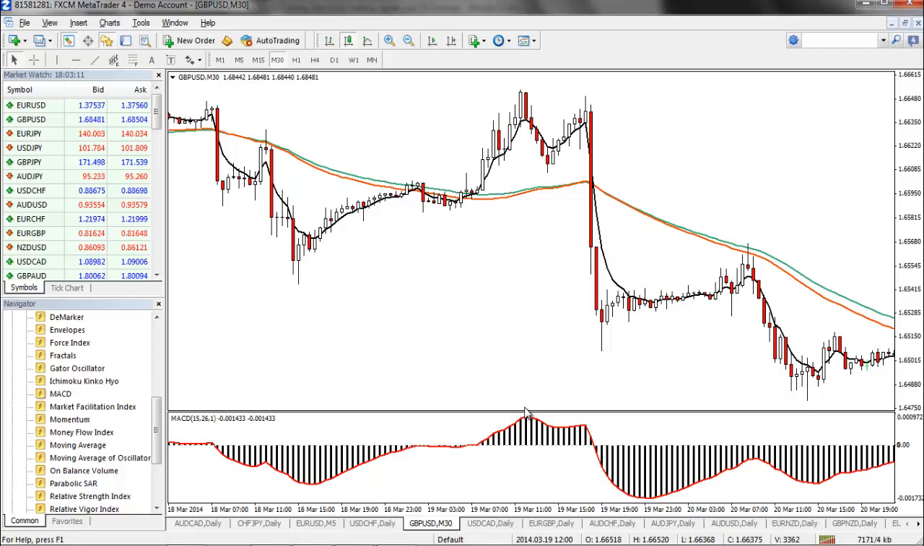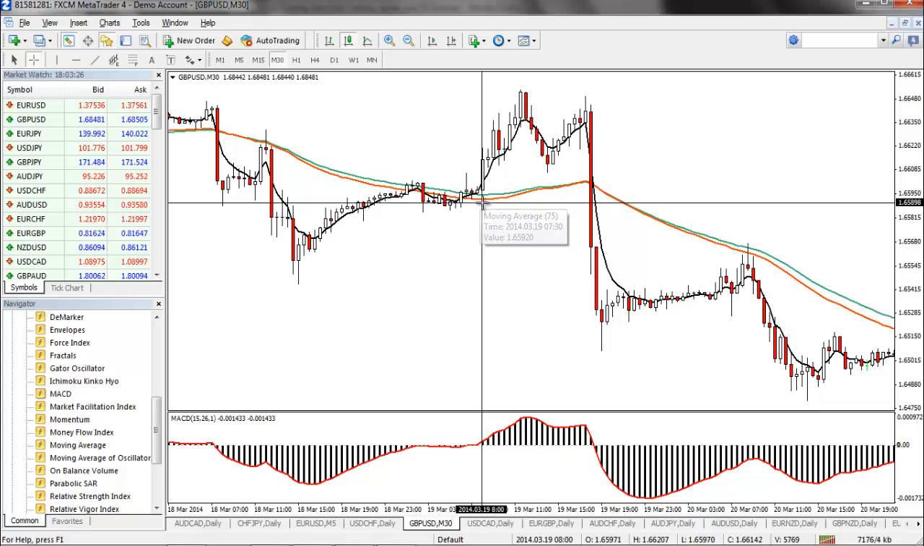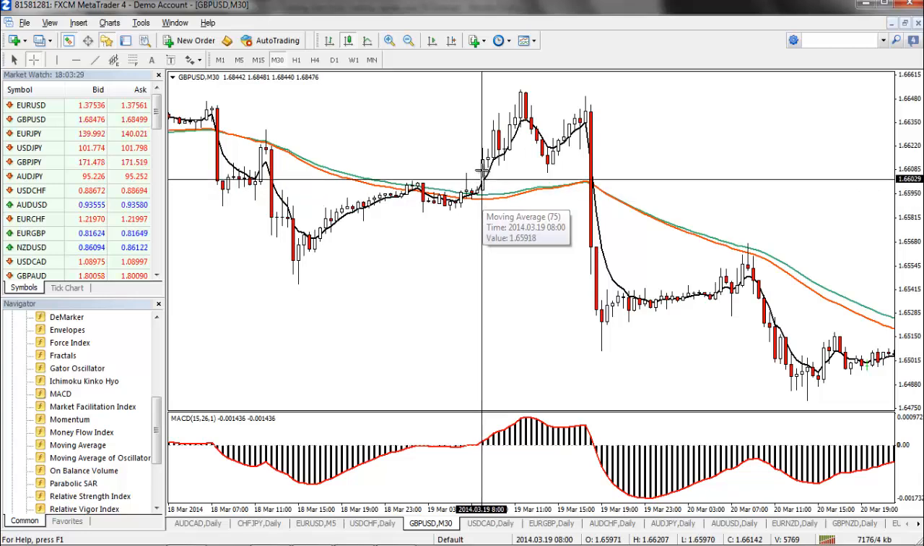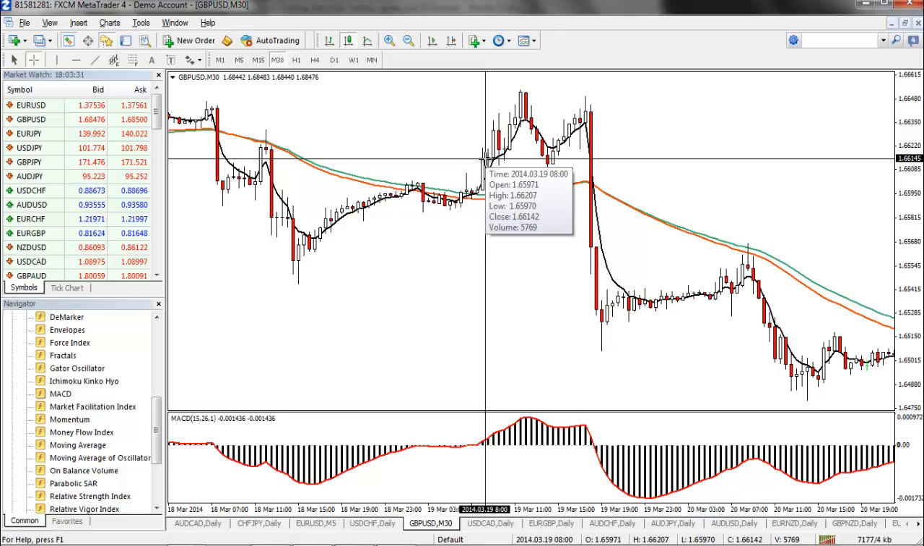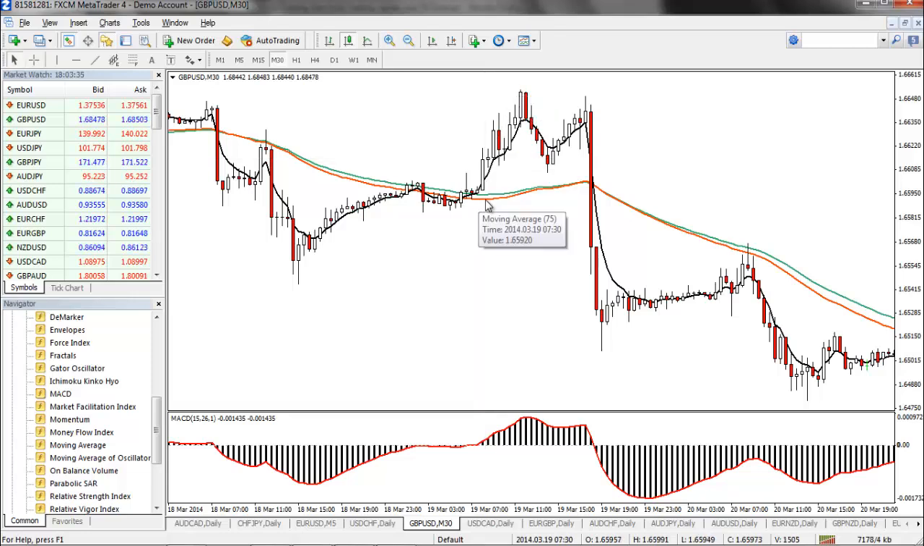So once again, for a long entry, the MACD histogram bar should be above the zero level, and the exponential moving average should cross both the linear weighted moving averages in the upward direction. For this one, if you check here, this is where it has crossed in the upward direction. This is your entry point, and the target is 20 pips, and the stop loss should be below the two linear weighted moving averages.